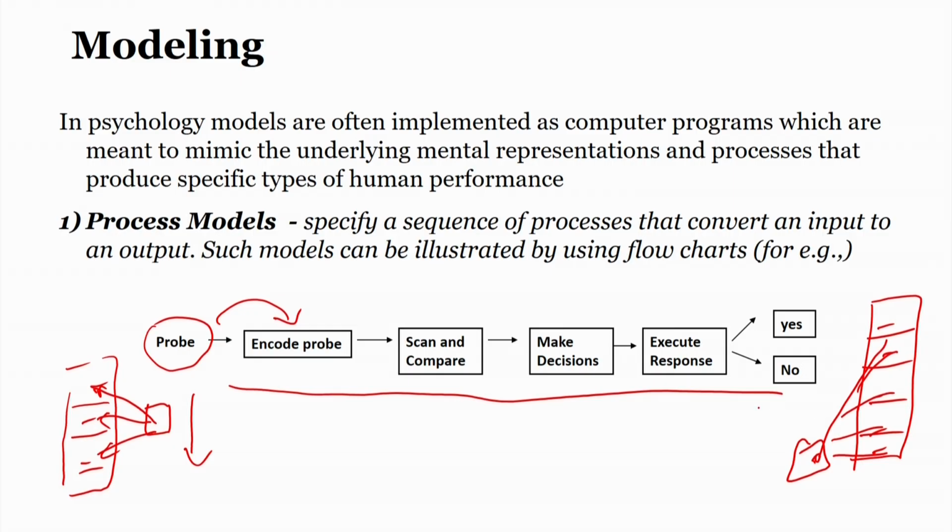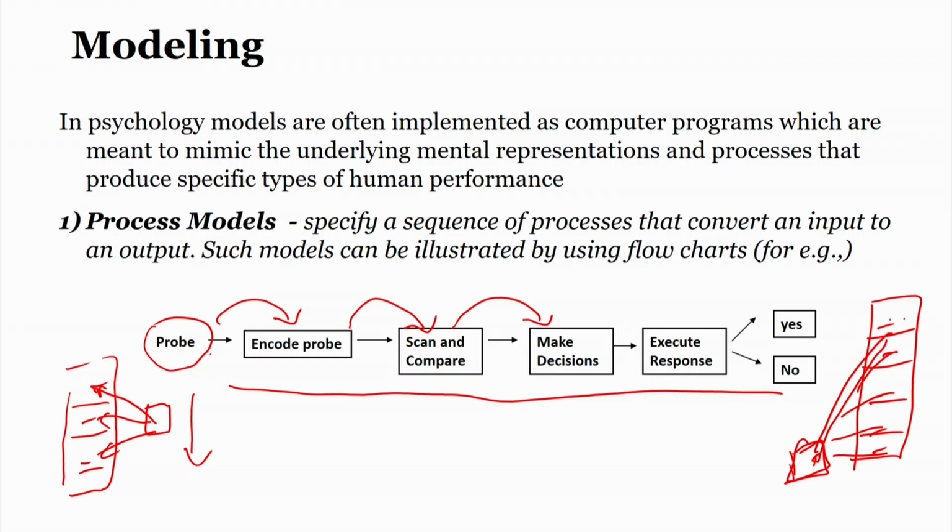How will the process model really work? Look at this. In finding out or scanning whether the probe is present in the list which is remembered, the first step is encoding of the probe. This is followed by scanning and comparing, where internal processes take the probe and match it with each item which is represented, which is stored in the memory. For each item, after a comparison a decision has to be made.